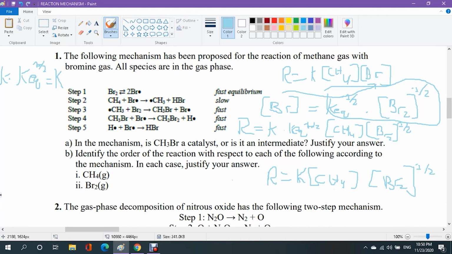So now we can answer the question. Identify the order of the reaction with respect to each of the following according to the mechanism. In each case, justify your answer. So for part I, they're asking for the order with respect to CH4. Now the order with respect to CH4 is 1 because the power of CH4 is 1. And for part II, they're asking for the order with respect to Br2. Now the order with respect to Br2 is half, and the whole thing I just explained is what you use to justify your answer.